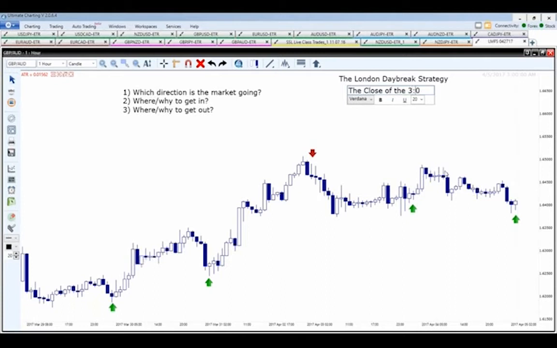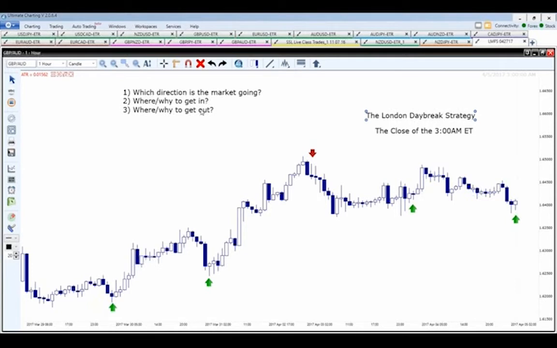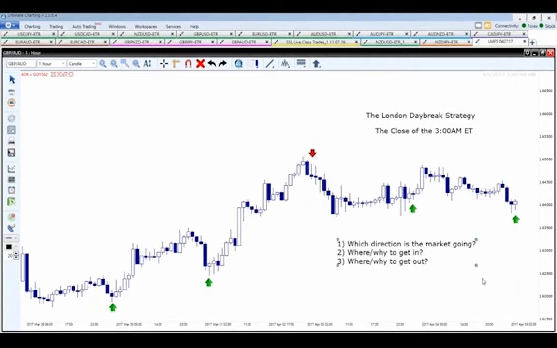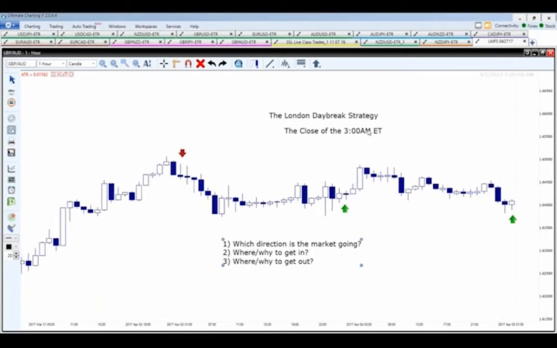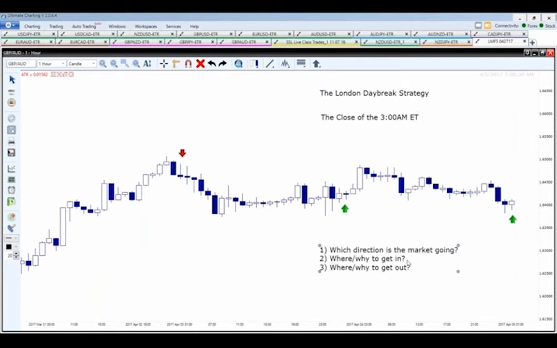of the 3 o'clock a.m. Eastern Time candle. Now, as I told you, each one of these candles represents 1 hour. So what we're going to be looking for is basically at about 4 o'clock to start determining which direction this market is going. So I'm going to go ahead and make this nice and big for everybody. We're going to zoom in.